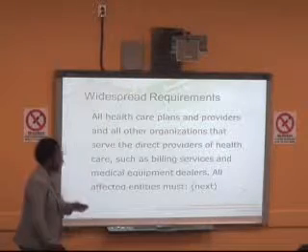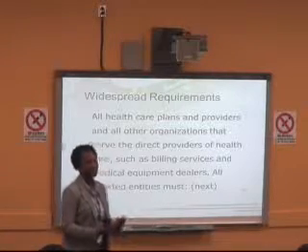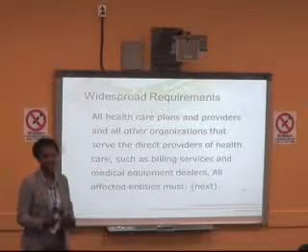So I said that to say that even companies outside of the hospital, if they're still working in healthcare, are held to certain standards as well with protecting patient information.